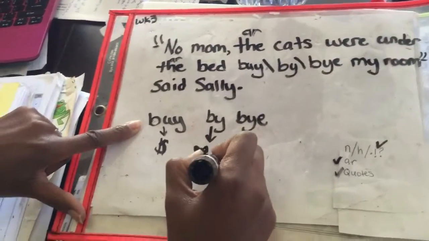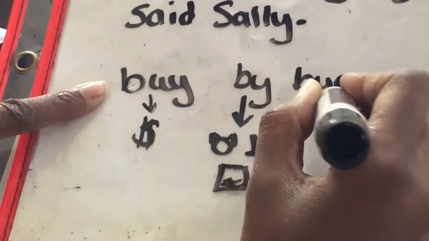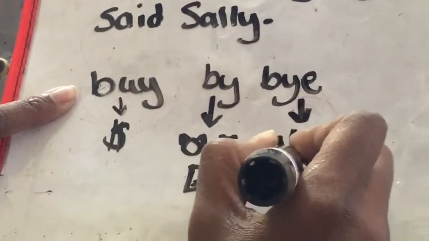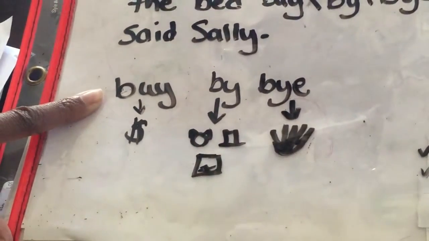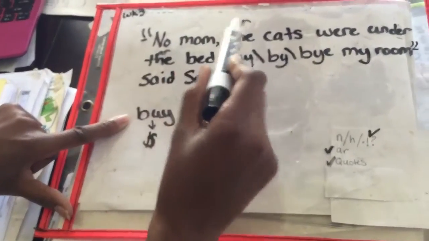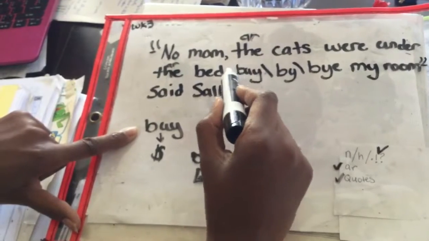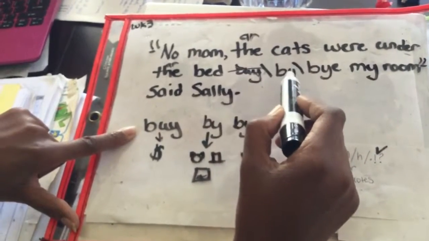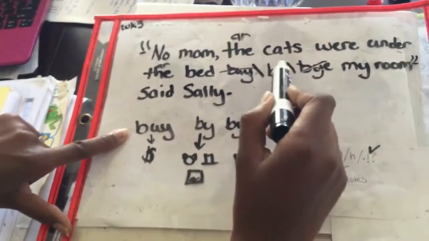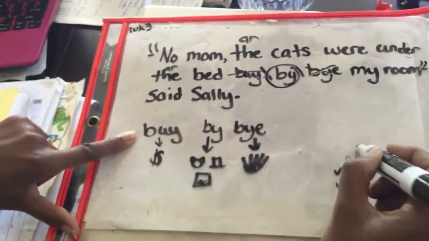And I'm also gonna draw a book. And the book is by the author. The last bye, I'm gonna draw a little hand, because that's when you're waving goodbye when you're leaving. So let's see which by makes the most sense here. No, Mom, the cats were under the bed by, well, they weren't buying anything with money. By, maybe. By, well, they weren't leaving. So it was by my room, said Sally. So now I've done the homophones.